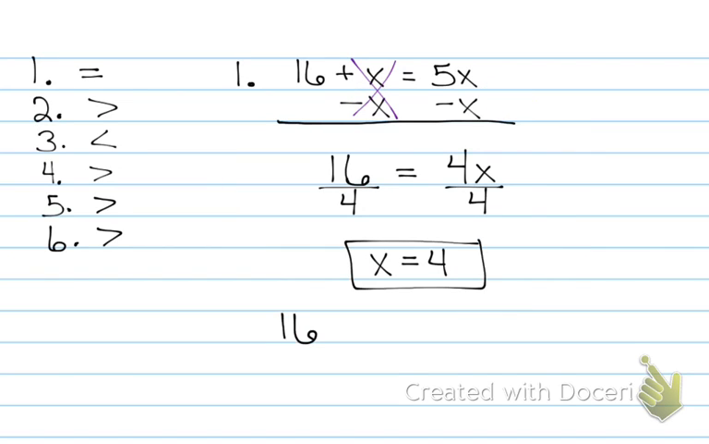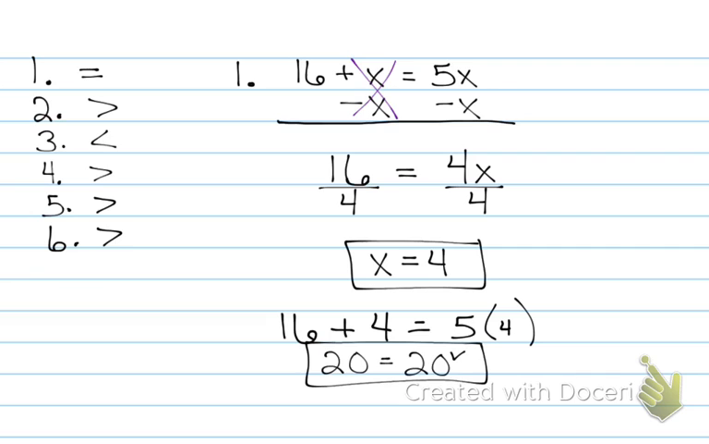Okay? So 16 plus 4. And is it true that that equals 5 times 4? What's 16 plus 4? 20. And what's 5 times 4? 20. So it checks out. All right? Numbers 1, 2, 3, and 4 are all done this way.